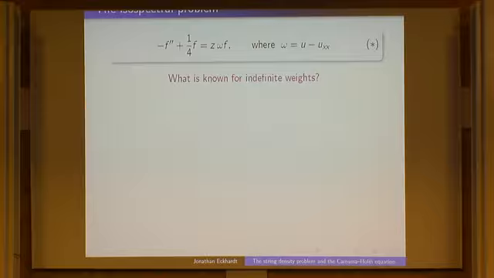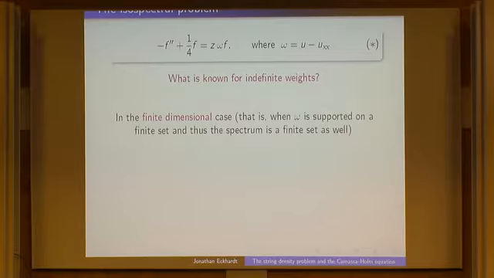So next, what is known for indefinite weights? First of all, since we allow U to be H1, this quantity omega can be a measure. So in particular, it can be a finite sum of Dirac measures. And in this case, this differential equation reduces to a difference equation, and hence you get a finite spectrum. The spectrum will be a finite set in this case. This is what I refer to as the finite dimensional case: when omega is supported on a finite set, you have a finite spectrum.